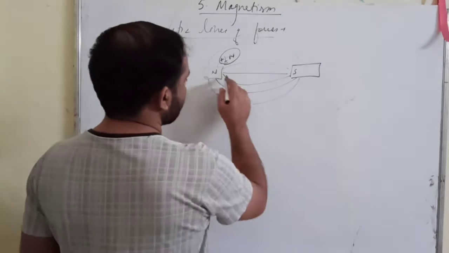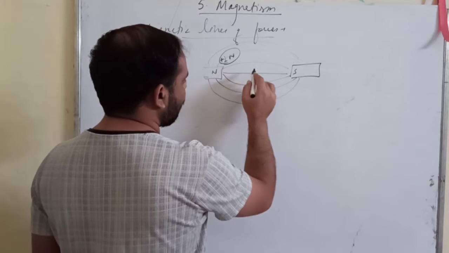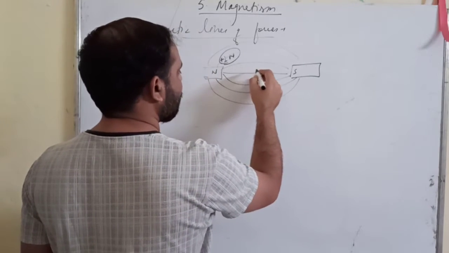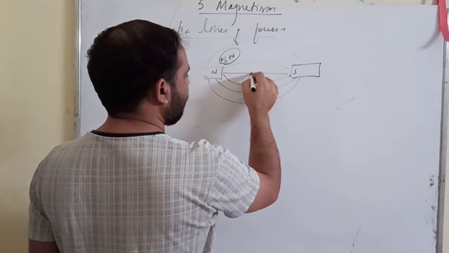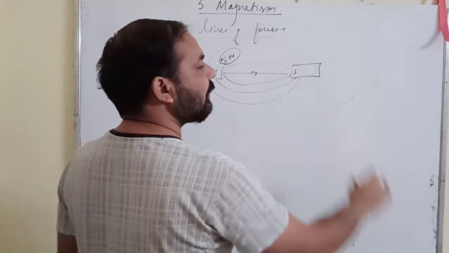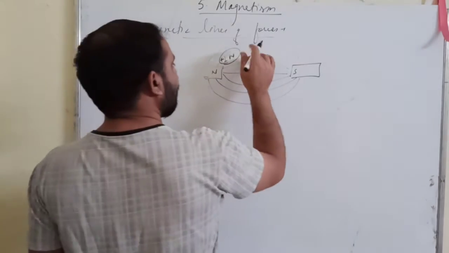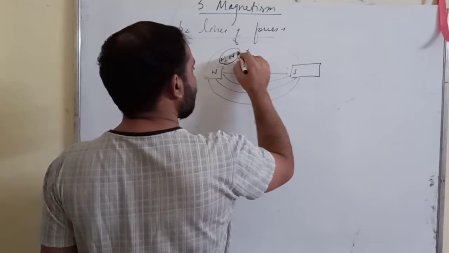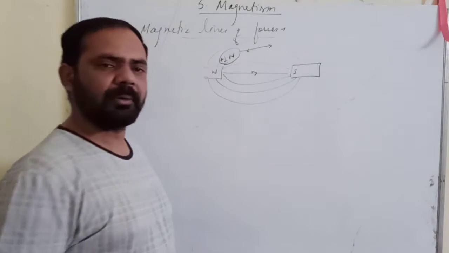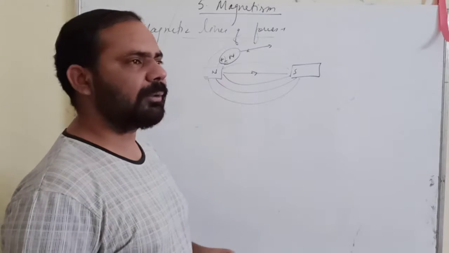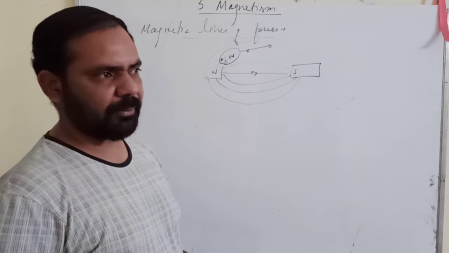At any point, suppose you have a straight magnetic line of force, the direction of the magnetic line of force tells you the direction of the magnetic field at the point. If you have a curve like here, then at any point, the tangent drawn to the curve of the magnetic line of force will tell you the direction of the magnetic field.